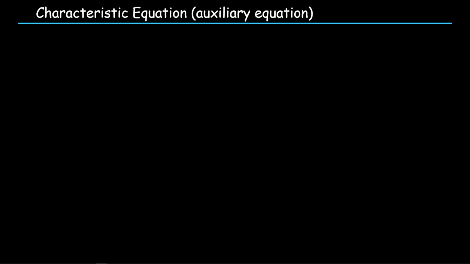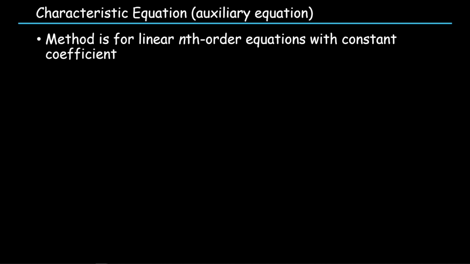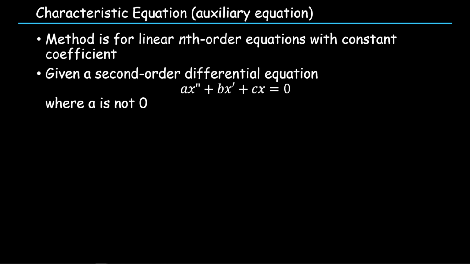Well, the characteristic equation is also called the auxiliary equation. It's a method to use for a linear nth order equation with constant coefficients. To give you a little bit more of a visual representation of what it looks like, let's do an example. Let's say we are given a second order differential equation in the form of a x double prime of t plus b x prime plus c x equal to 0. The derivatives are all with respect to t, and a is not equal to 0.